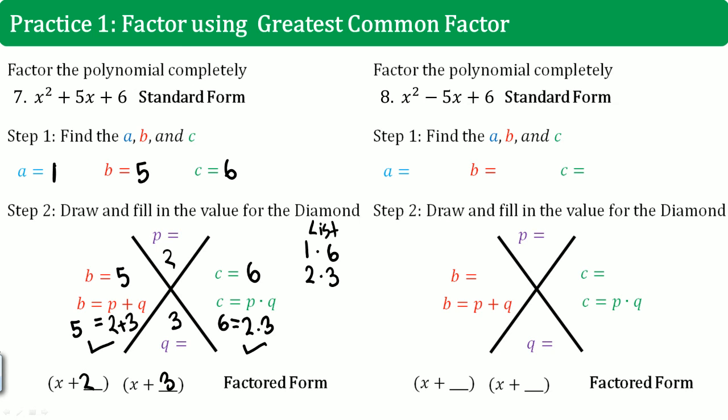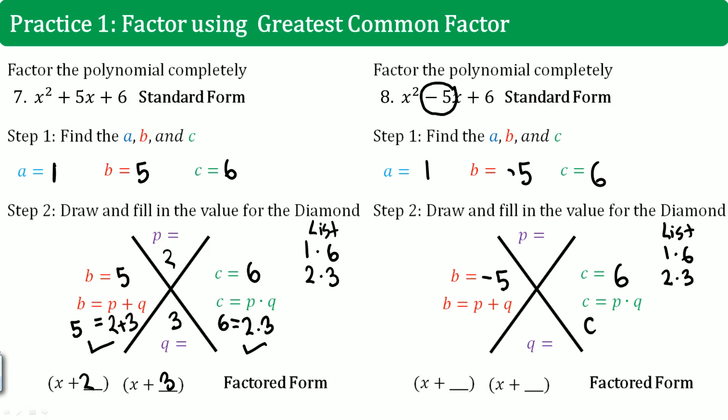Number 8. Let's do this. A equals 1, B equals negative 5, and C equals 6. Notice that B is negative 5 because that negative is with the 5. Let's fill it in. B equals negative 5, C equals 6. My list of factors is the same as before: 1 times 6, 2 times 3.